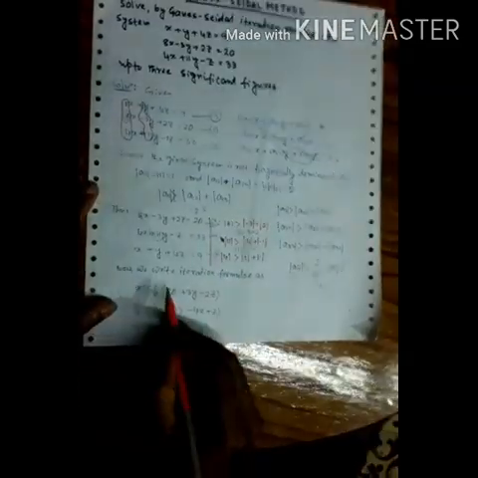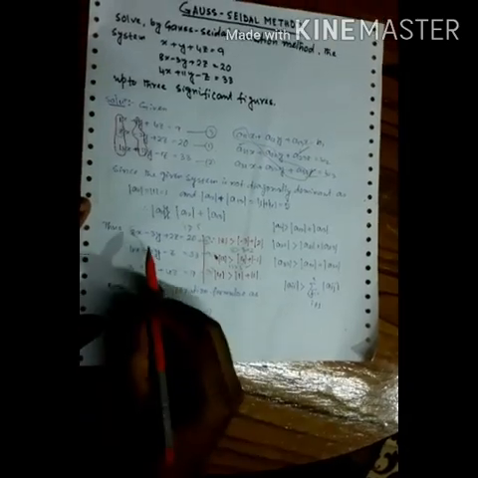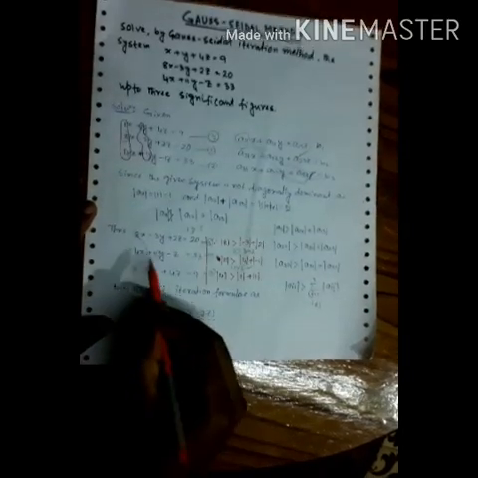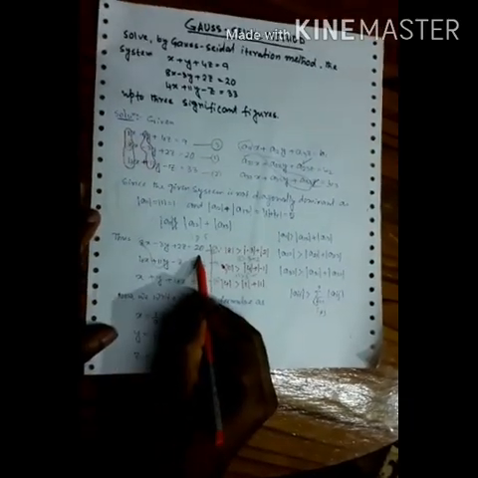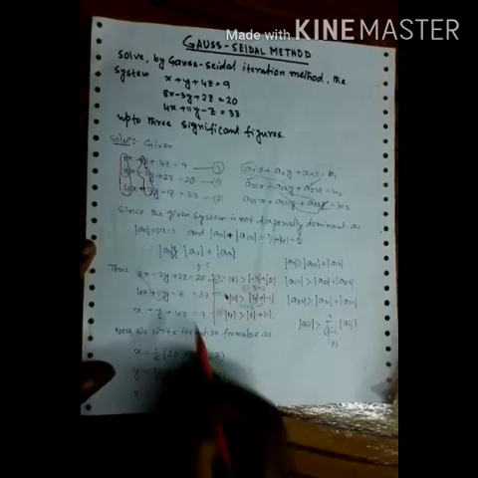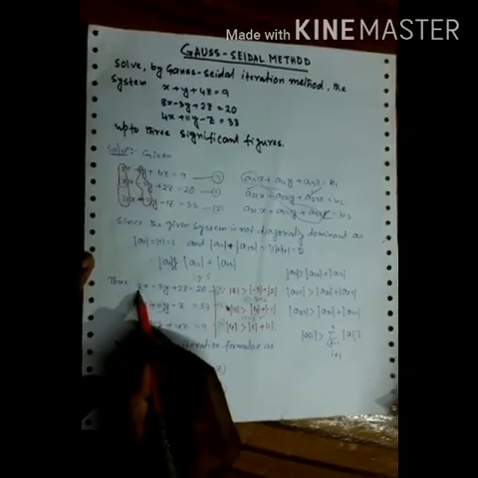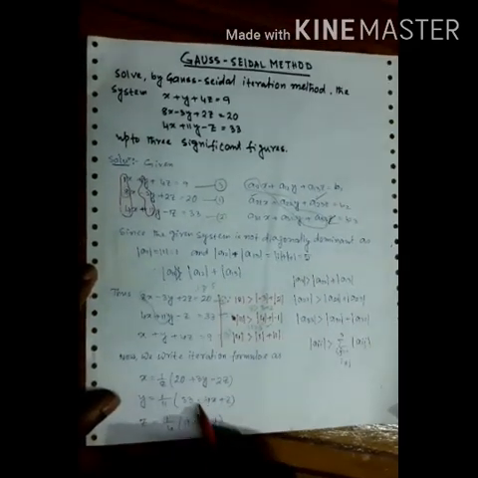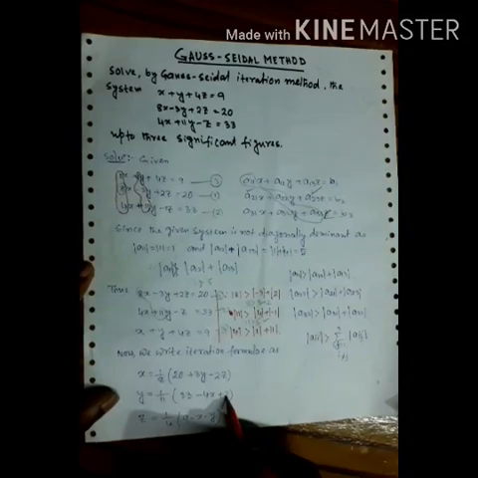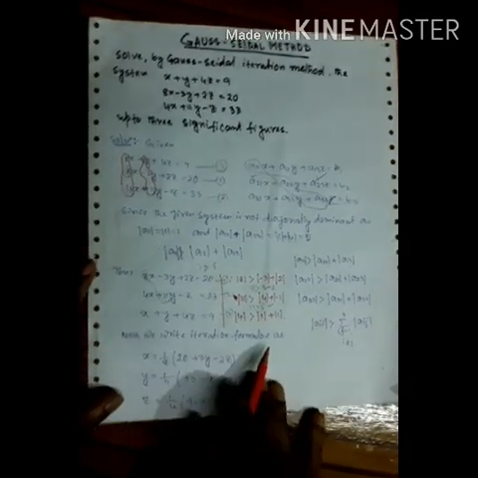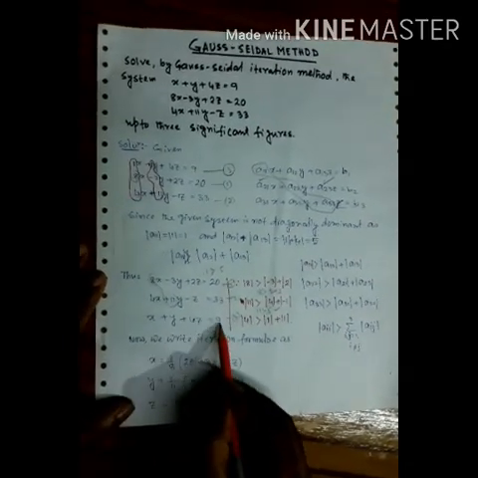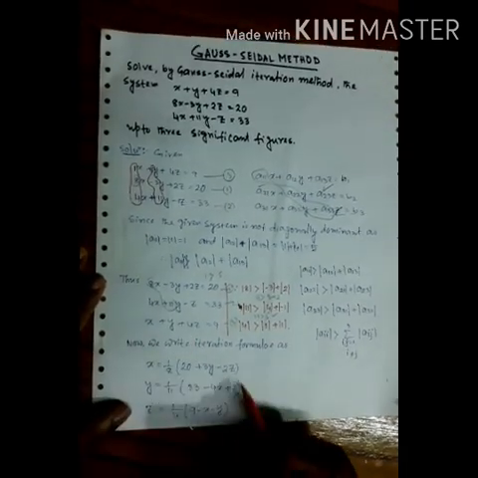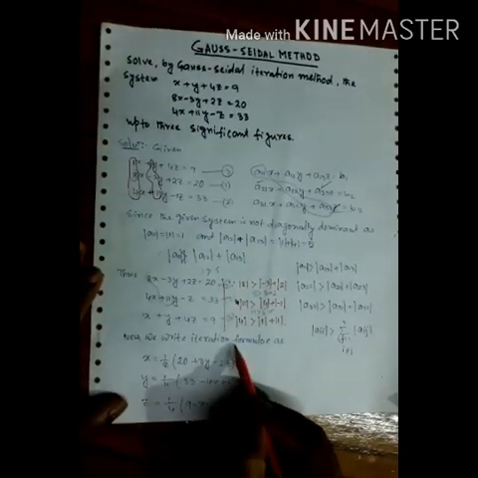Now from these equations we have to write down the iteration formula. From the first equation, find the value of x. So x equals 20 plus 3y minus 2z, divided by 8, because the coefficient of x is 8. Similarly, in the second equation, find the value of y: y equals 33 minus 4x plus z, divided by 11, the coefficient of y. Similarly, in the third equation, z equals 9 minus x minus y, divided by 4, the coefficient of z. So this is the iteration formula.